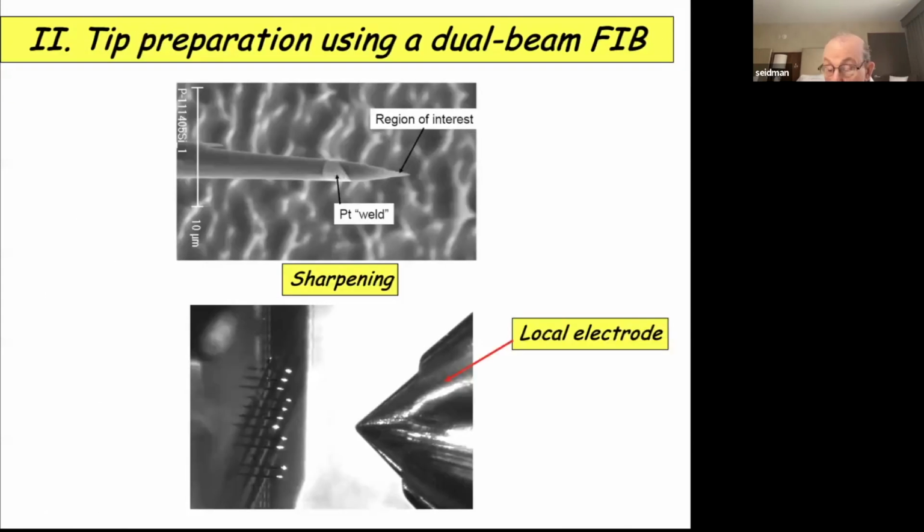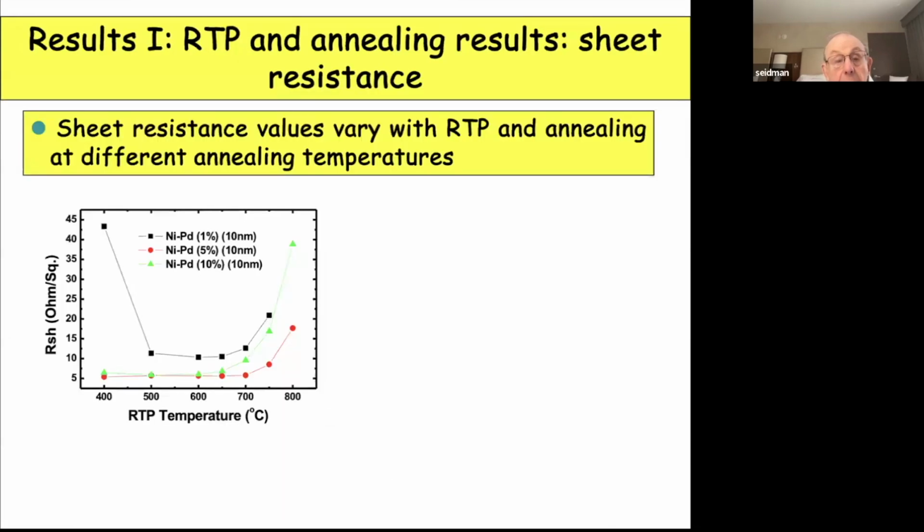You bring the local electrode up to each one of these specimens one at a time to analyze them. Okay, now what's done is to measure sheet resistance, which is ohms per square. If you look at just nickel palladium with 1% palladium, it looks something like this curve here. This is the room temperature, and this is the rapid thermal pulse temperature. And you can see over here in red, nickel palladium, 5%. The number of ohms per square decreases with the increasing concentration of palladium.